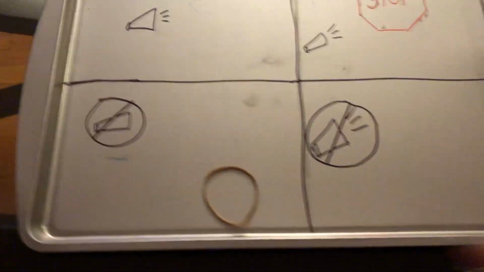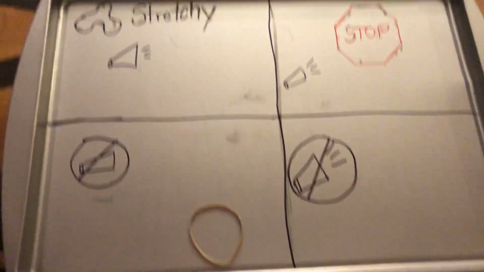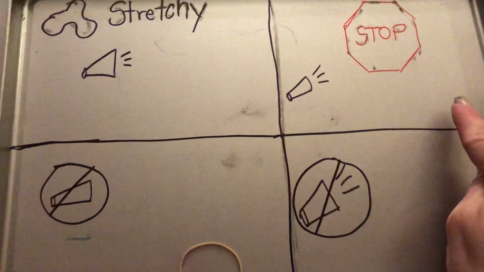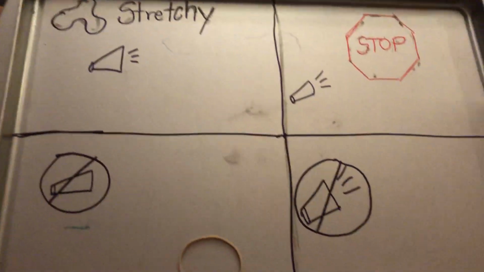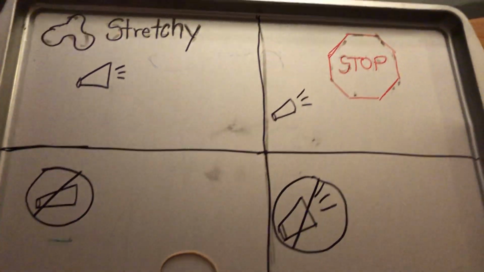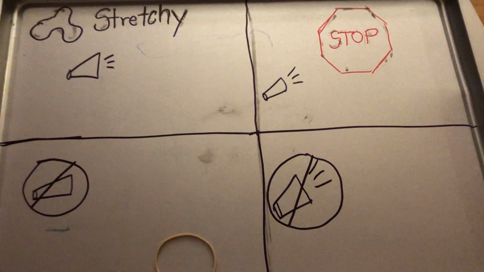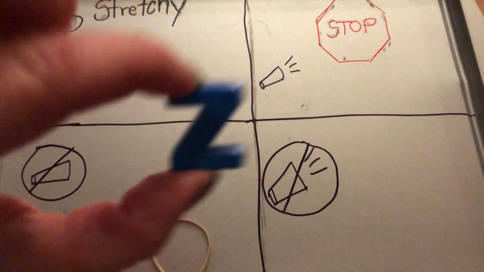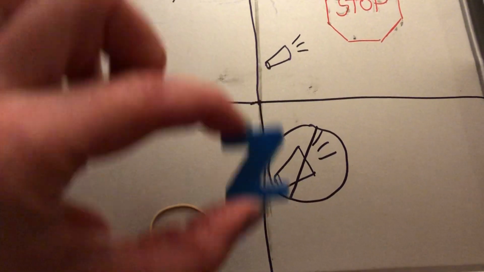I'm going to switch to my magnet tray. Okay, here's my magnet tray. As you can see, I already wrote the words stretchy and stopper at the top. I have most of my magnetic alphabet letters here with me, and my consonant letters are supposed to be blue, like this letter right here, Z. Z is a consonant, so it should be blue.